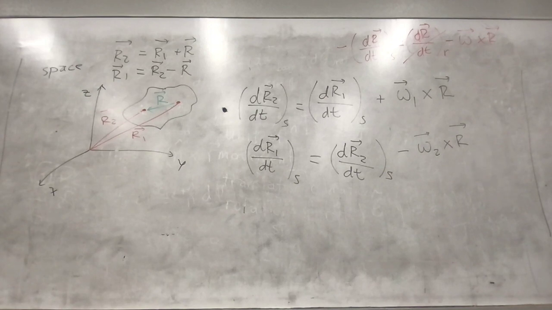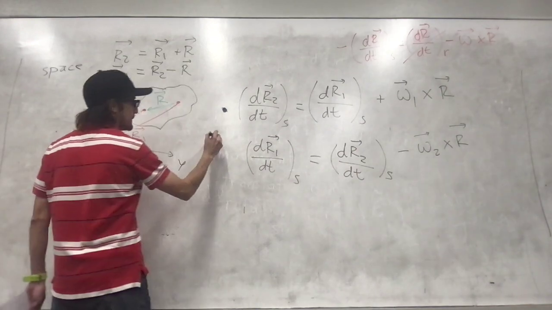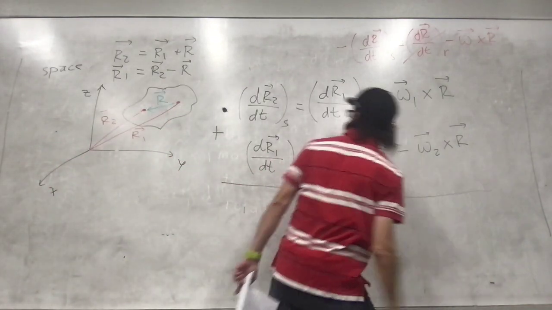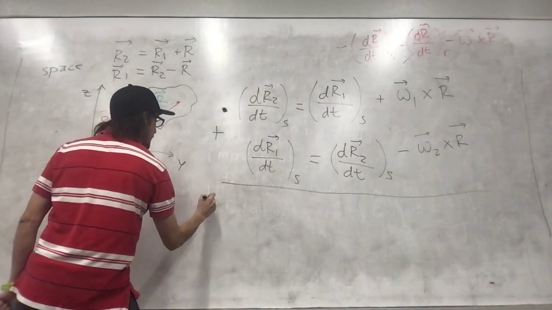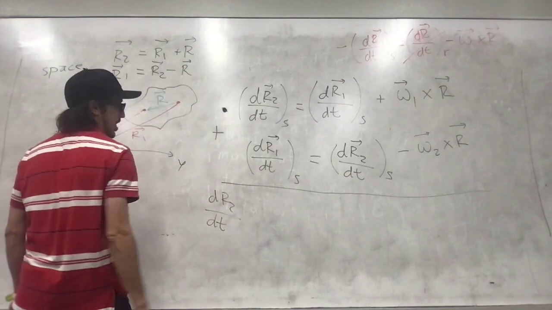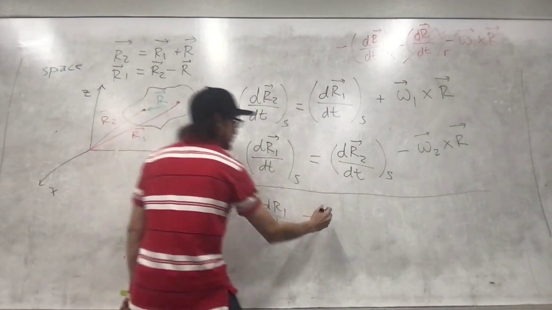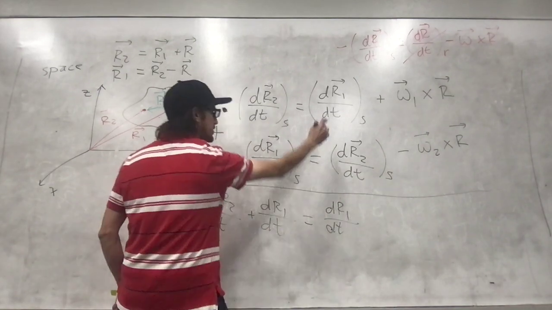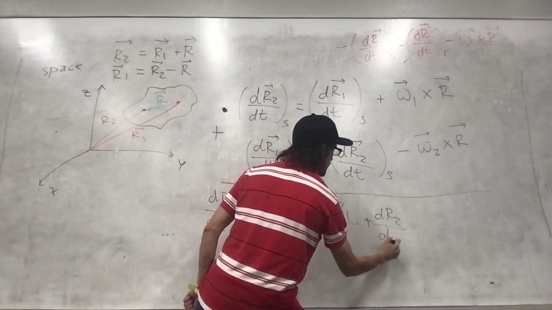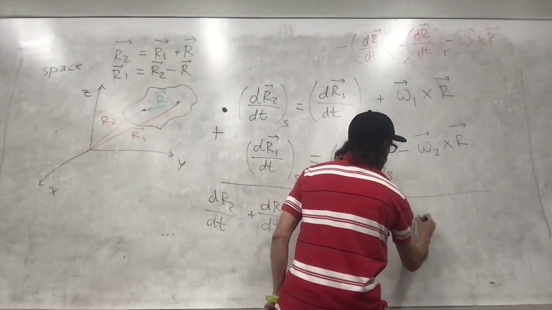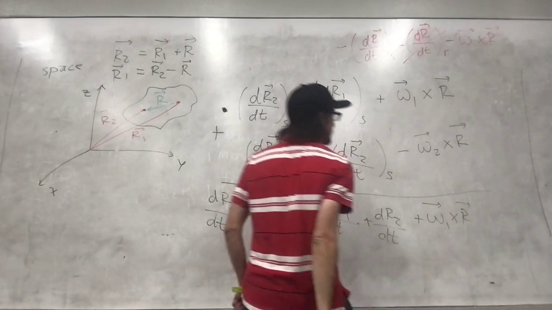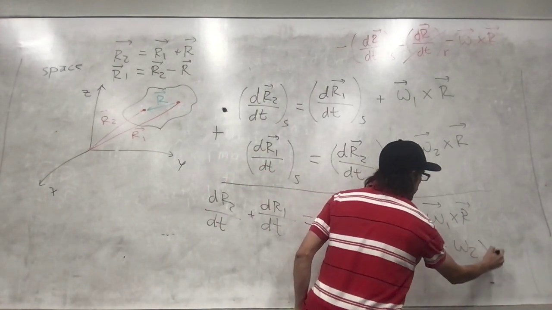So let's see how we can rewrite this one. I guess I can just add both of them, right? Yeah, like in grade school. So this will be dr2 dt plus dr1 dt equals dr1 dt plus dr2 dt plus omega 1 cross r minus omega 2 cross r.